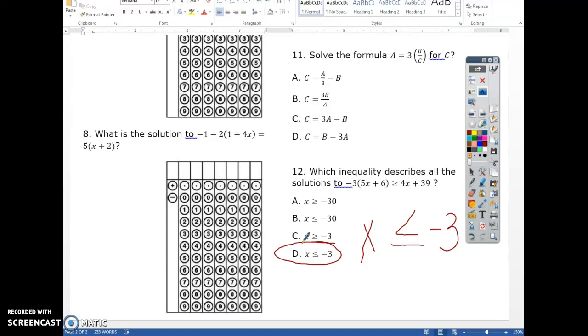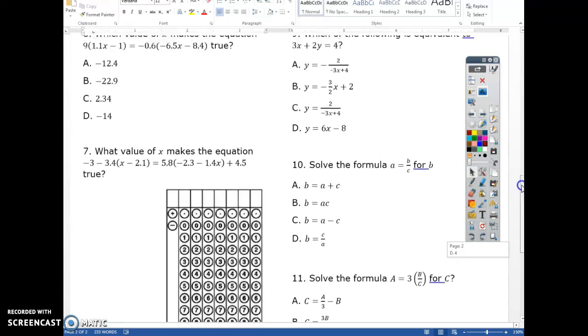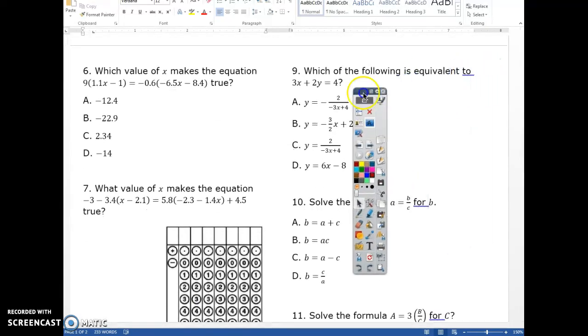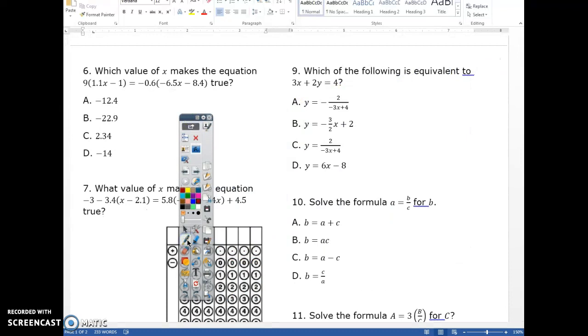All right. Number 9, 10, and 11, those are solving literal equations, so we need to make sure that we know how to do C do. Write it down. C do. And look at the answer choices. What are they all solved for? They're all solved for y, so you need to be asking yourself, what do you see happening with the y? What is the y doing?